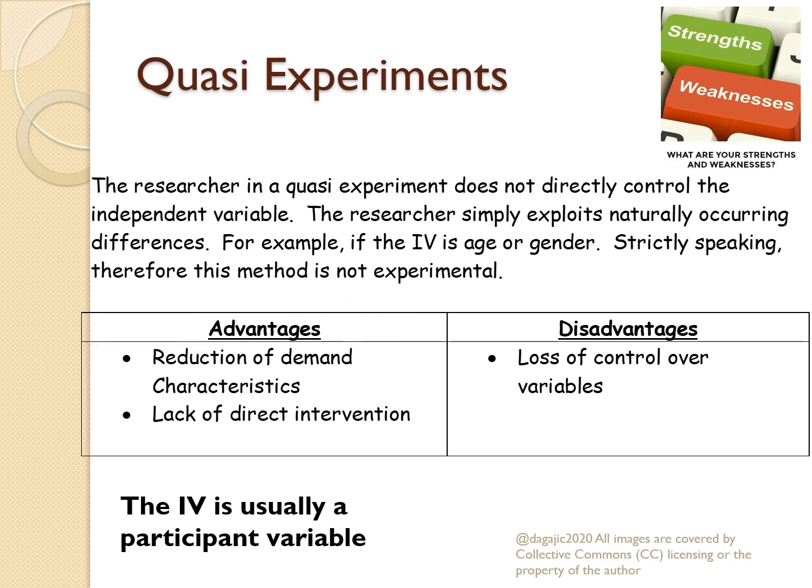So in quasi-experiments, we've got a reduction of demand characteristics. There's a lack of direct intervention, which makes it all a lot more natural. But of course, we haven't got control over those variables because they occurred naturally.